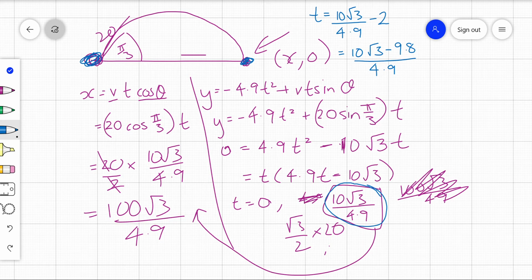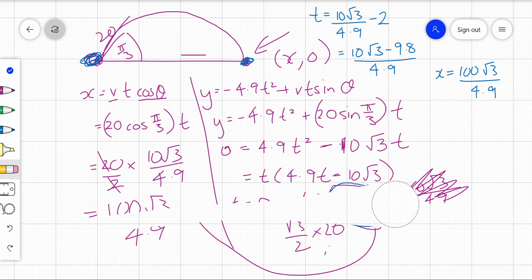And the other thing, I don't think we need anything else. So we've got the x value and the y value when it lands. Obviously the y value is 0, and the x value is 100 root 3 on 4.9. We're given that in case we couldn't do part 1, we can still do part 2. So now I've got that information.